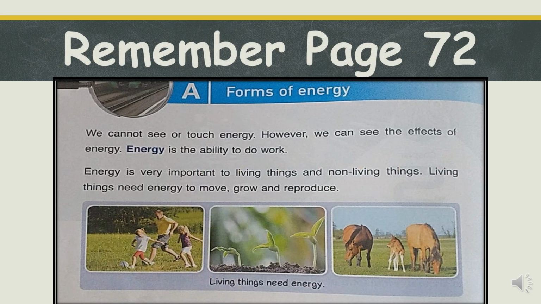Okay, let's review first, page 72. We did this already last week, but just a reminder. Remember, energy is the ability to do work. We cannot see or touch energy. We can only see the effects of energy. Energy is very important to living things and non-living things. Remember, we need energy, so we eat, and we get our energy from food. Same as animals and plants, they also need nutrition to grow.